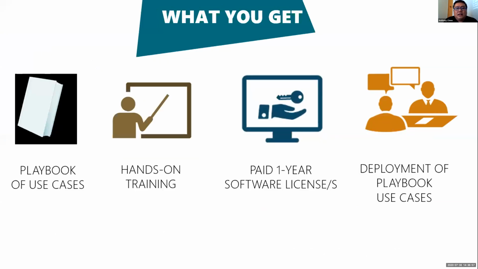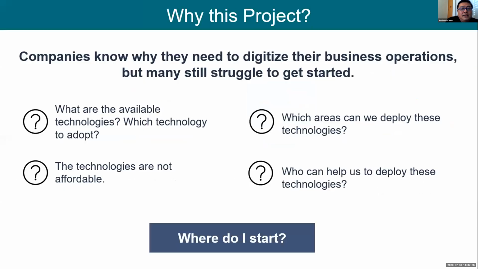And what do you get? You get a playbook of use cases. A playbook is like a user manual where we share how these technologies can be quickly deployed in the work areas, so that you can achieve the ROI quickly. In it, we have step-by-step instructions plus videos. We have hands-on training, about 2.5 to 3 days, depending on the track that you do. What's attractive is that there will be a paid 1-year software license or licenses, depending on what tracks you take, and deployment of playbook use cases. I'm going to share all these with you in more detail shortly.